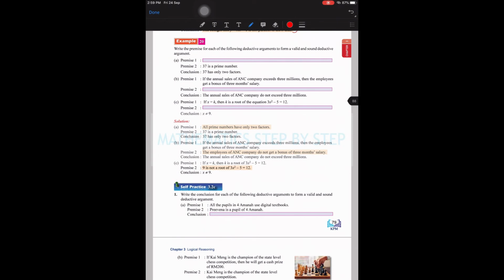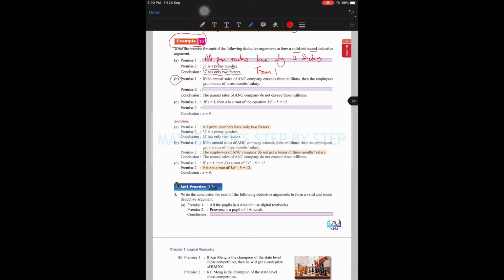So now let's go through this example 20. Write the premise for each of the following deductive arguments to form a valid and sound deductive argument. So premise 2, 37 is a prime number. 37 has only 2 factors. So we know that premise 1 is all prime numbers have only 2 factors, okay? So this is in form 1.